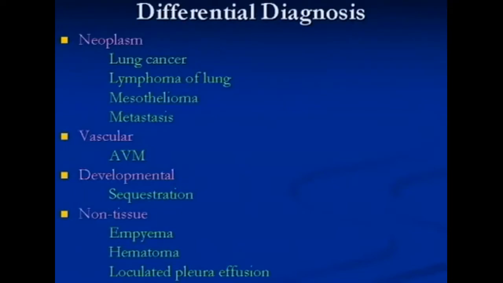Differential diagnosis, well, clearly lung cancer is probably highest on the list. Obviously, some other neoplasia of the lung. Because of the swirl effect of vessels, one could think about AVM or sequestration, and some non-tissue things such as empyema, hematoma, loculated effusion are much less likely. Do you see this more common post-coronary bypass surgery? I almost never see it post-bypass surgery, unless the patient also has another reason to have had it.